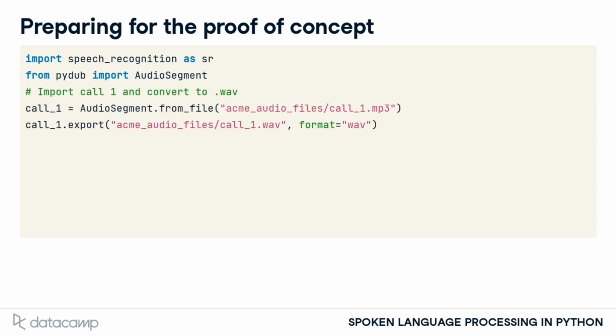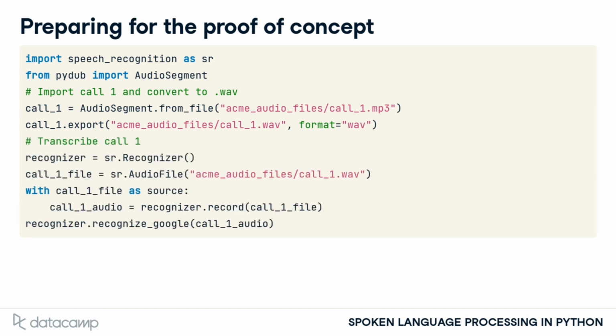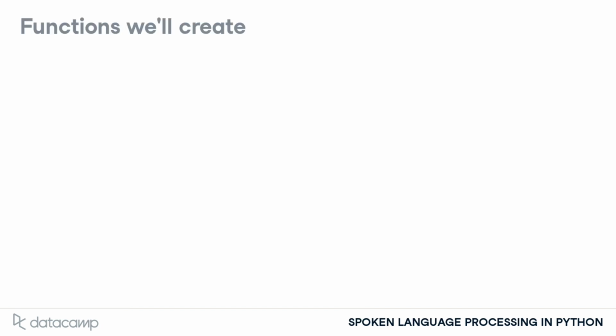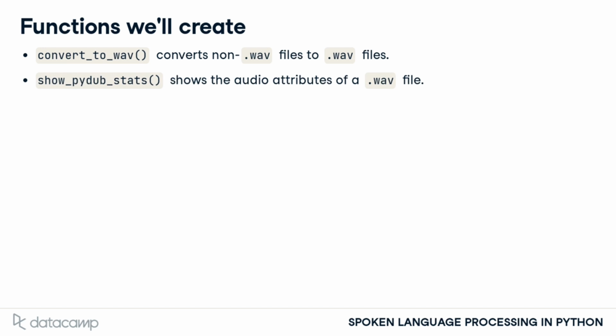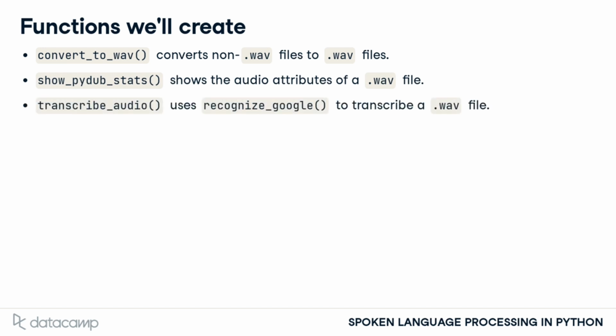You convert the first file to WAV and transcribe it, but you know from previous work, doing this for every file is tedious. You decide it's a good idea to create functions which will help you for the rest of the proof of concept. One to convert files to WAV format, one to find stats of an audio file using Pydub, and another to transcribe an audio file using Recognize Google.